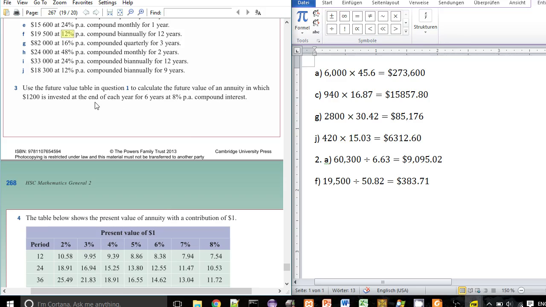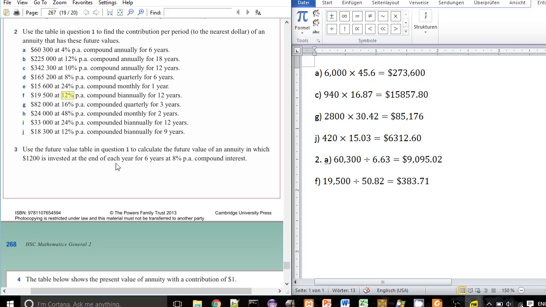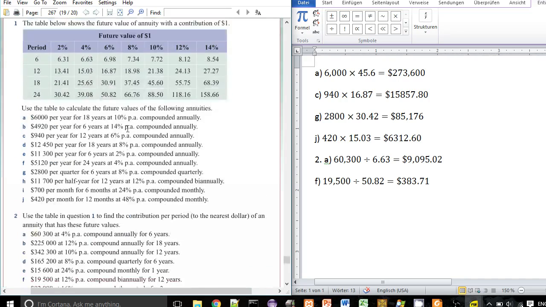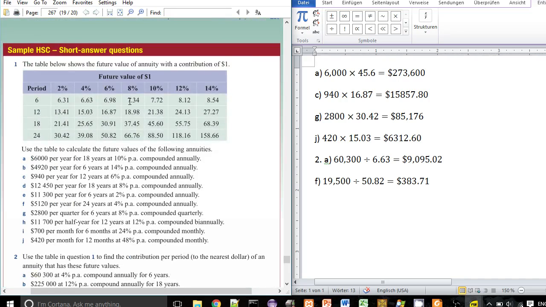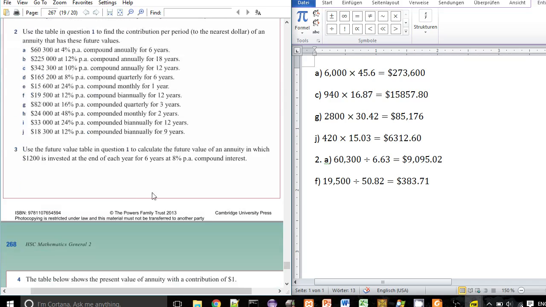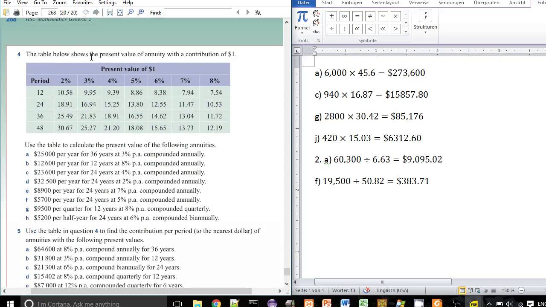Gee, 1,200 at the end of each year for 6 years. I don't see how this is exactly the same thing. Just do it with 1,200. Okay, 6 years at 8%. So like 6 years, 8%, 7.34. So just do that times 7.34. Let's move on, something different hopefully.